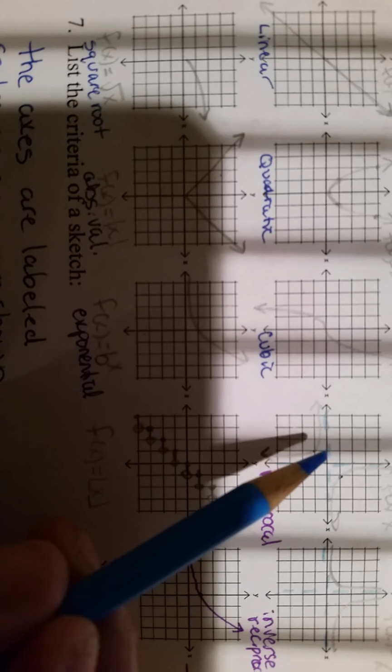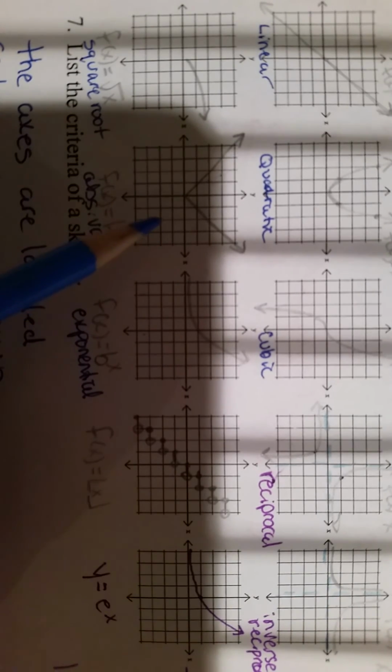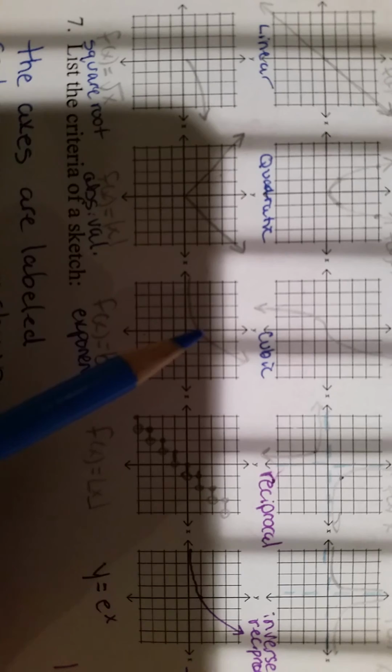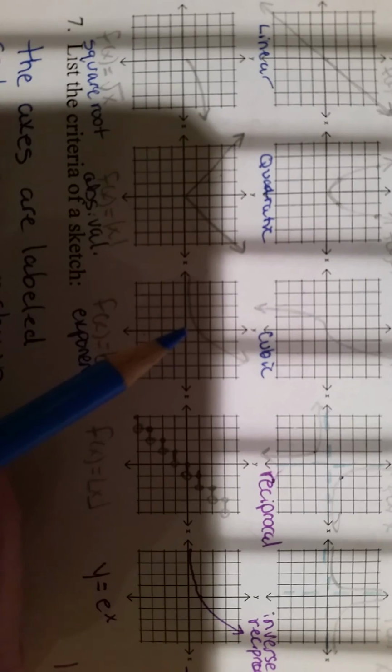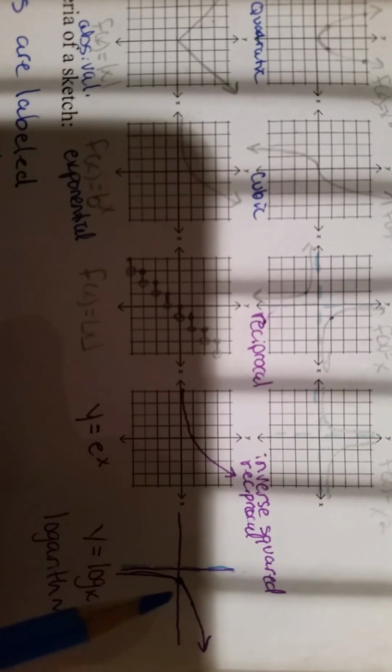Okay, this reciprocal function has the asymptotes, but it also goes through the point 1, 1, negative 1, negative 1. Right here, the inverse squared goes through the point 1, 1, and negative 1, 1. Any of the exponentials go through the point 0, 1. And then the log, again, just to remind you, goes through the point 1, 0.